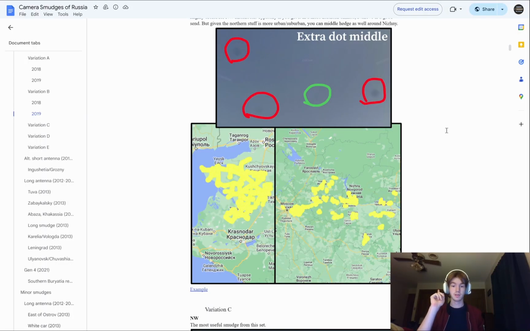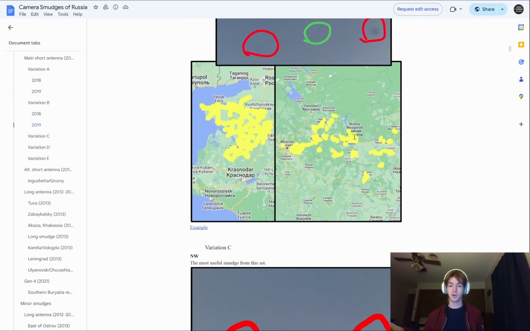But wait, you guys might have noticed something. We also have this all over Nizhny Novgorod, Ivanovo, Moscow, even over here further to the east. And I don't think this is the most useful thing ever, but you can use this to differentiate from Yekaterinburg if you can even see it. Now, I've noticed a lot of times I'm not able to see the smudges, honestly.